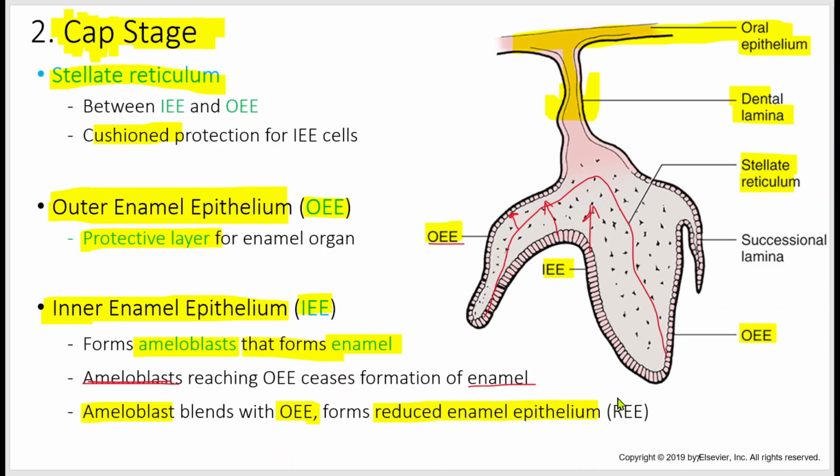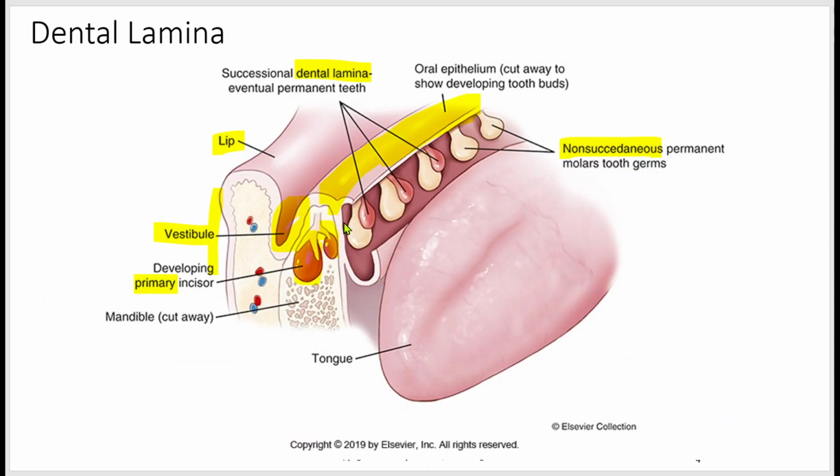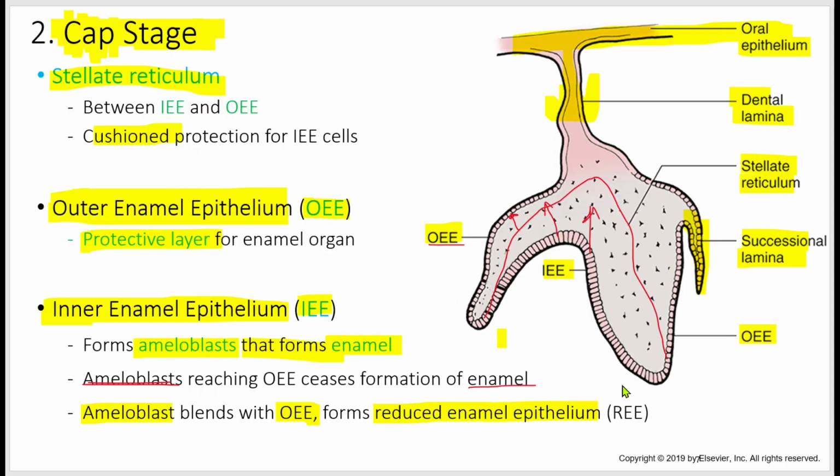Anyway, but again, recognize the picture, be able to know the parts. We'll talk about successional lamina. Technically, this is the part that will make the permanent tooth. Remember, we said that one side will make the primary tooth and the other side will make the permanent tooth. In this first picture here, see, this is the successional lamina. That's what it is here.